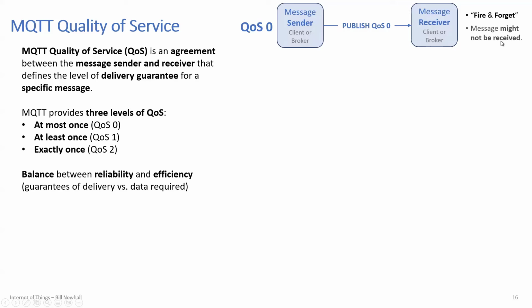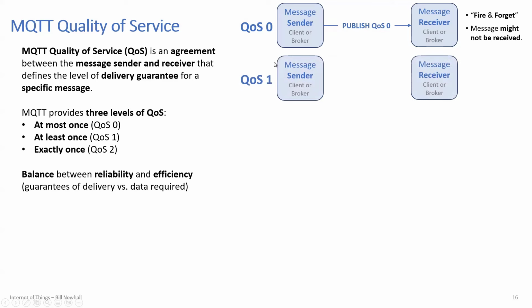Okay, and that message might not be received. There's no guarantee. If there was some network problem, then maybe the message doesn't get there. So that's QoS 0. QoS 1 does this.